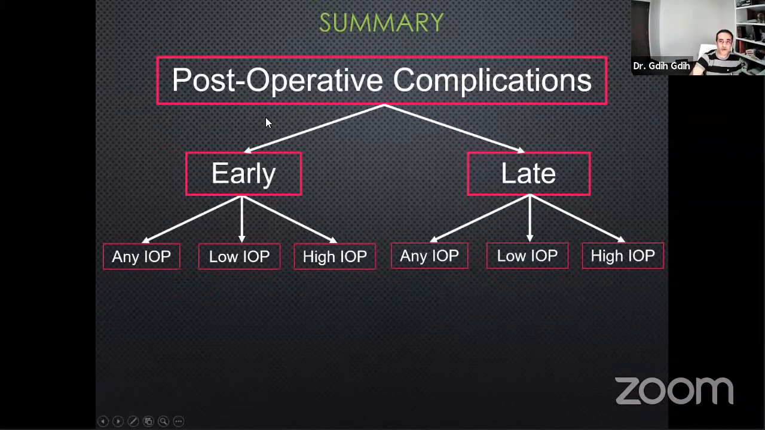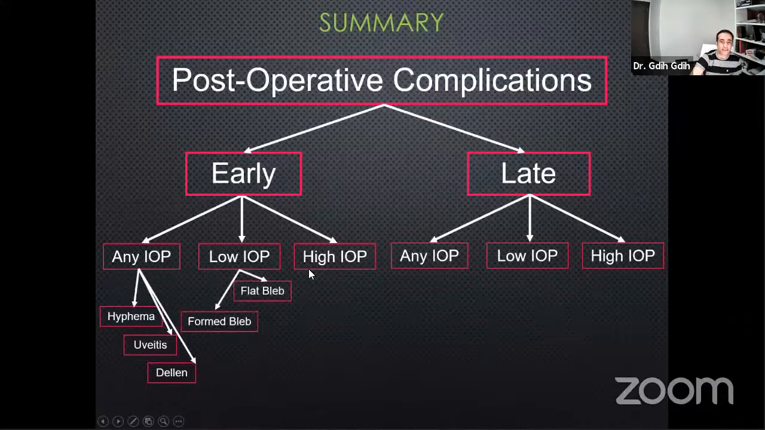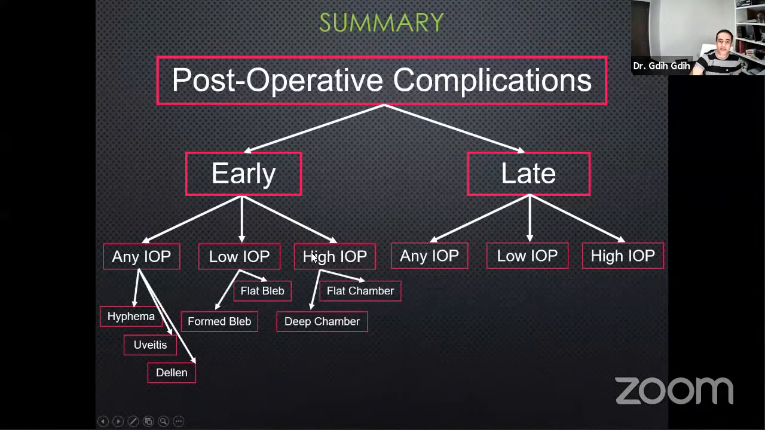Again, just a reminder of post-op complications: we have early, we have late, any IOP, low IOP, high IOP, and the same for the late. For any IOP, we have hyphema, uveitis, and Dellen. Early with low IOP, we have flat bleb or formed bleb. High IOP, we have flat AC or deep AC.